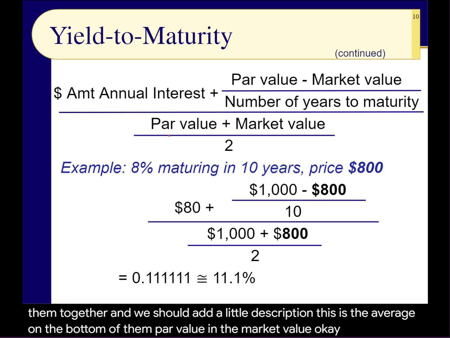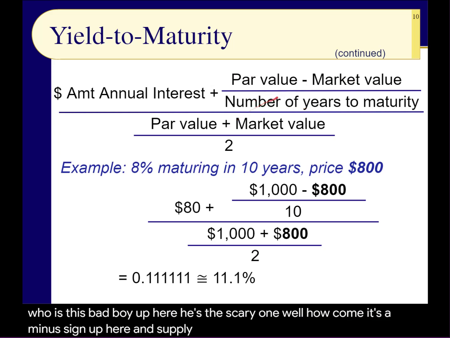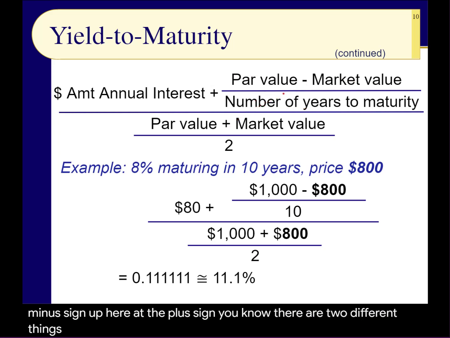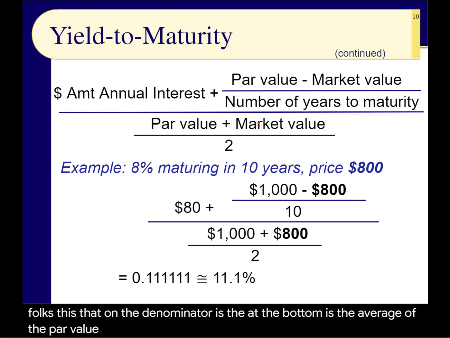Okay? All right. Now, who's this bad boy up here? He's the scary one. Well, how come it's a minus sign up here and it's a plus sign here? No, they're two different things, folks. This on the denominator, at the bottom, is the average of the par value and the market value.